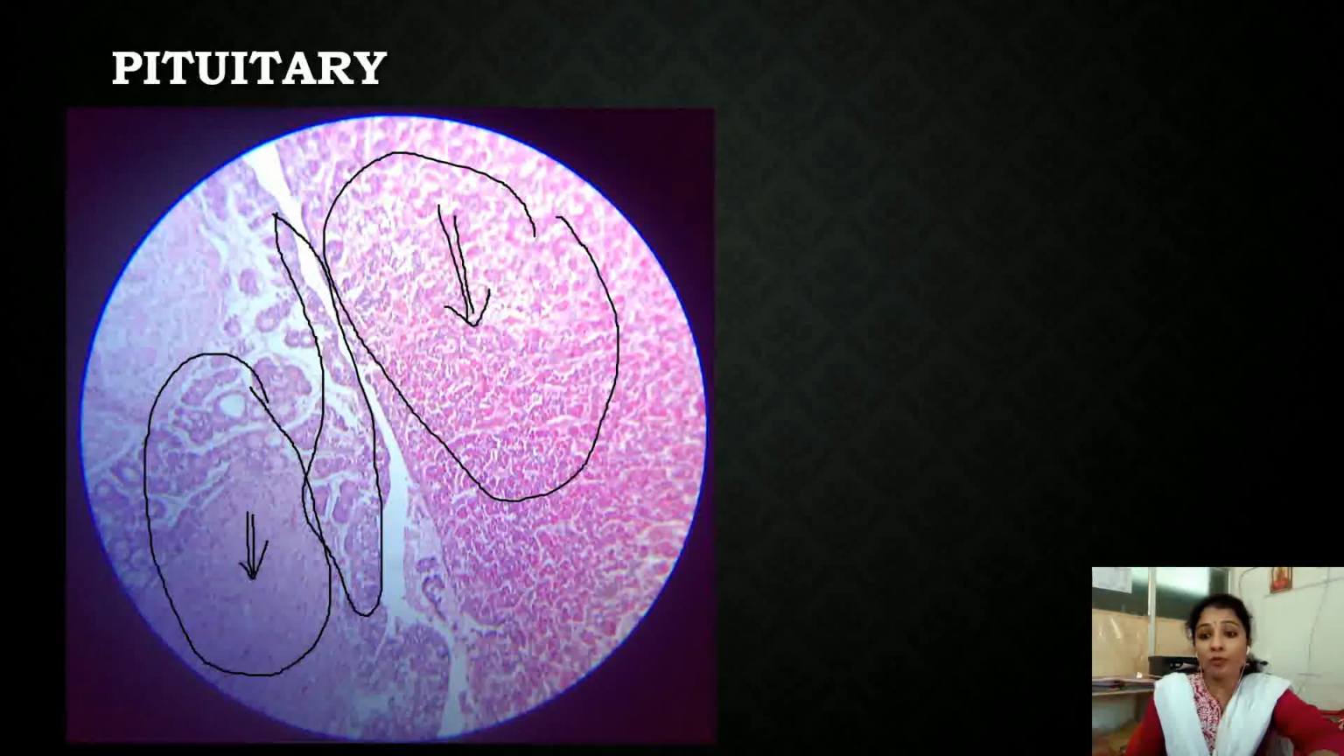And chromophobe, phobia means doesn't like. So it doesn't take up any color. Chroma means color. So they are paler colored cells which are interspersed between the acidophils and basophils. Acidophils and basophils together are called chromophil cells because they take up the stain brightly.